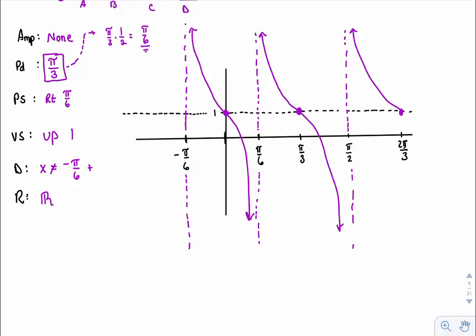Now there's two ways to do this. One way is to take these two numbers, which is at pi over 6 and negative pi over 6, and subtract them. If you minus a negative, you're actually adding these two together in this case. So that would be 2 pi over 6, which is pi over 3.